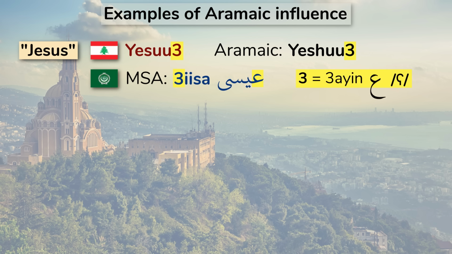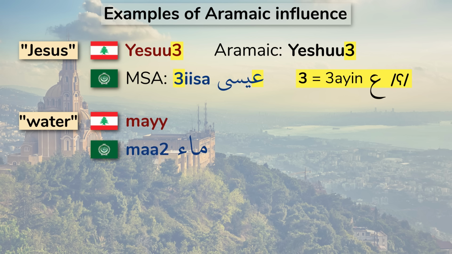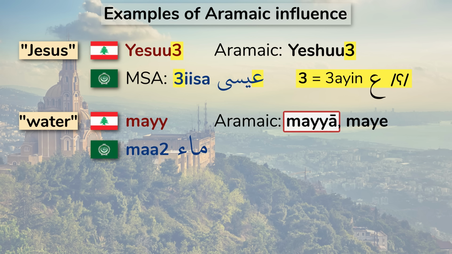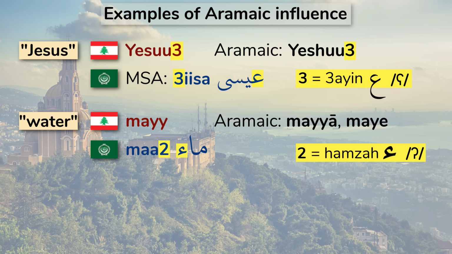Note that the number 3 is used in informally transcribed Arabic to represent the letter Ayn, since there's no alphabet letter to represent it. The word for water in Lebanese Arabic is مي, as opposed to Arabic ماء. Mai might come from Aramaic. In Old Aramaic, water was maya, and in at least some modern Aramaic dialects, it's maye. Note that the number 2 is used to represent a glottal stop, known as hamza in Arabic.